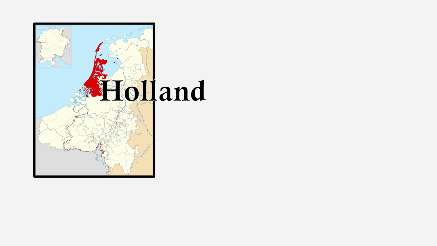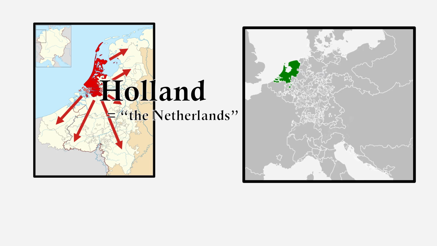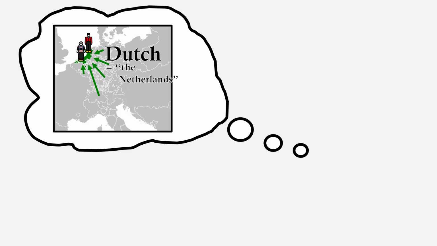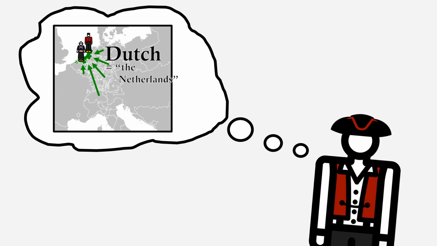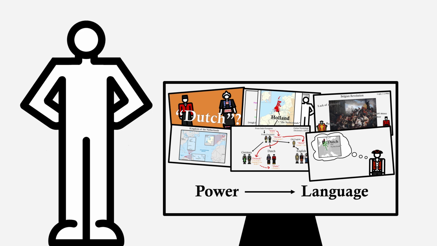Just as the regional power of Holland caused its meaning to expand and encompass the area around it, the global power of the Netherlands caused the meaning of the word Dutch to narrow, focusing on the center of power, the most important semantic connotation that word had in the collective consciousness of the English of the time. Ultimately, the story of the word Dutch is one of power shaping language, and that's why I find it fascinating.